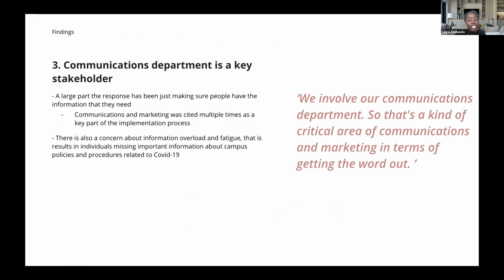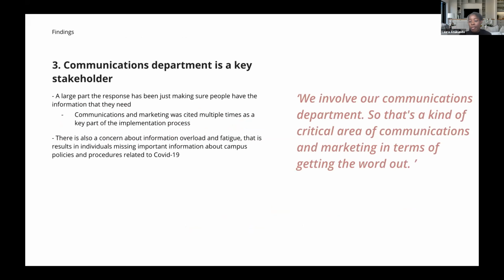The third insight was that the communications department is a key stakeholder in the implementation process for these strategies. A large part of the response was just making sure that faculty, staff, and students have access to the information that they need about the different strategies and procedures on campus related to COVID. They mentioned that communications and marketing was a really important part of this process.